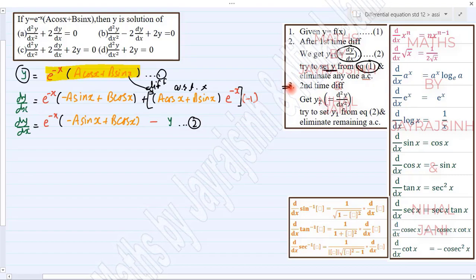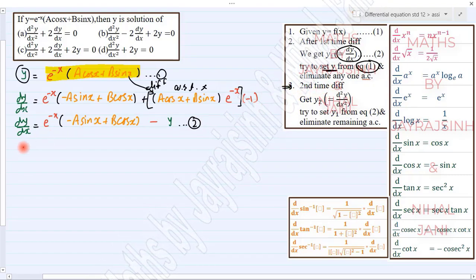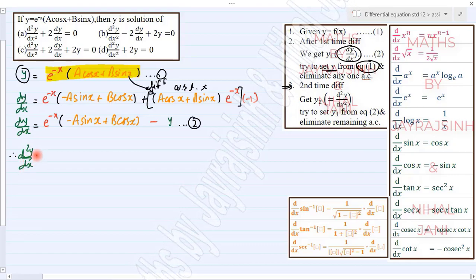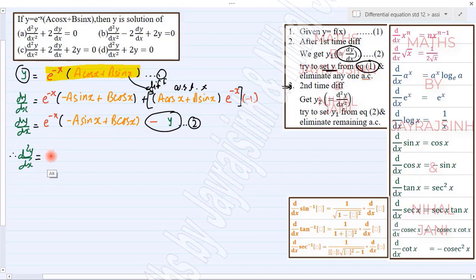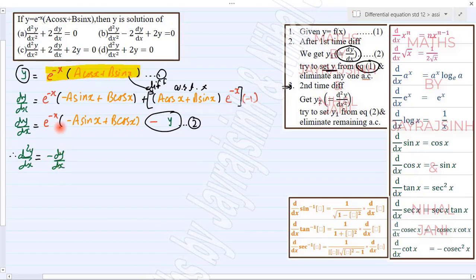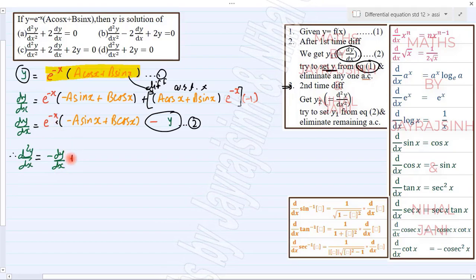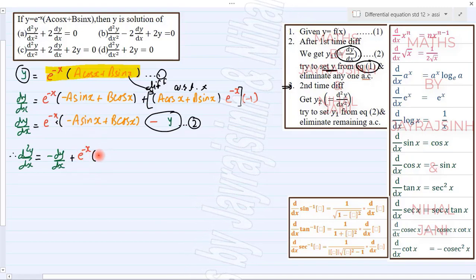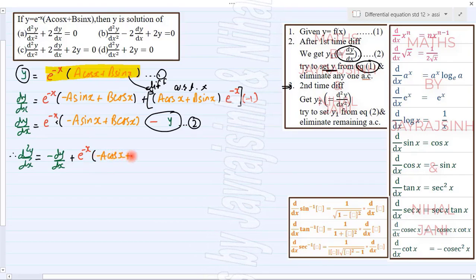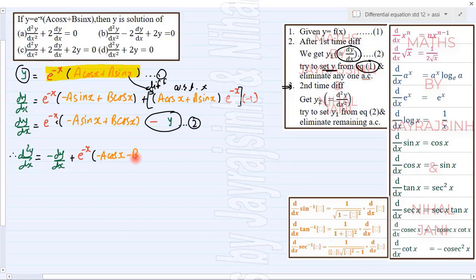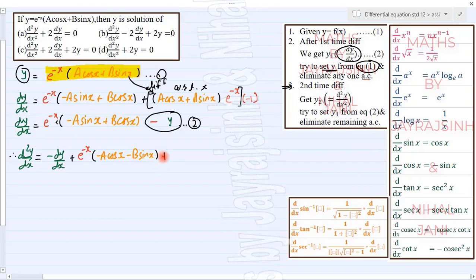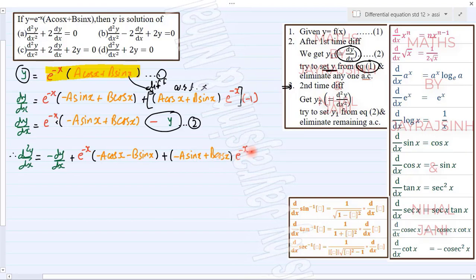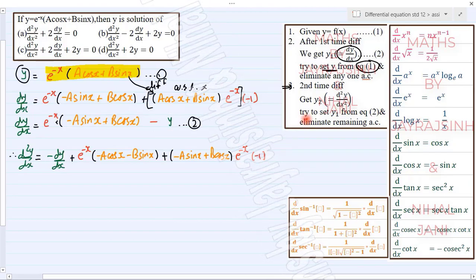Now, let's move to the third step, in which we have to again differentiate our equation. So on left hand side, we will get d square y by dx square, and differentiation of minus y will be minus dy by dx. And to differentiate first term, we have to apply multiplication rule. So let's say in first term, your e raised to minus x is as it is, and differentiation of minus a sin x will be minus a cos x, plus differentiation of b cos x will be minus b sin x, plus in second term, your whole bracket will be as it is, and we just have to differentiate e raised to minus x. So it will be e raised to minus x into minus 1. So we get our d square y by dx square.